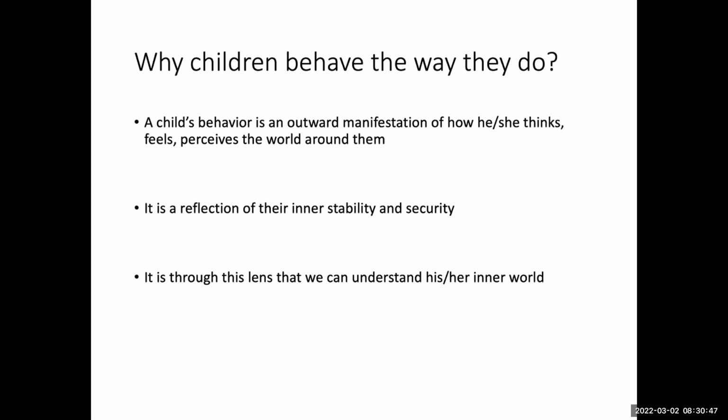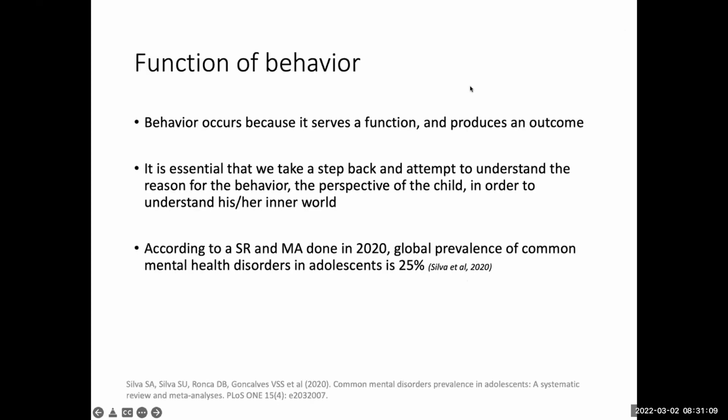Okay, so what do you mean by attachment? For example, strong and secure attachment will reflect more stability in terms of the sense of self, and vice versa. So it is through this lens that we can understand the children's inner world. So the function of behavior, why they behave like that? Behavior occurs because it serves a function and produces an outcome.